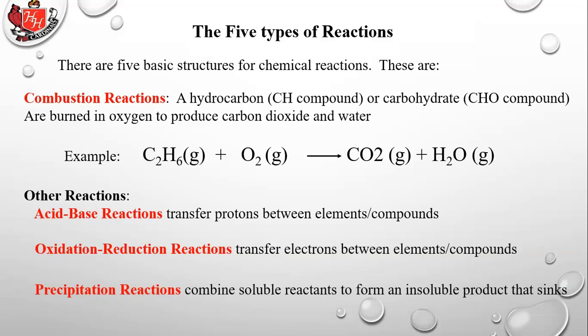Now there are other major types of reactions that we'll study. Acid-base reactions transfer protons between elements or compounds. We'll spend 2 to 3 weeks studying acid-base reactions. Oxidation reactions transfer electrons between elements and compounds. And precipitation reactions combine soluble reactants to form an insoluble product that will sink. And we'll see an example of that when we work with double replacement reactions.